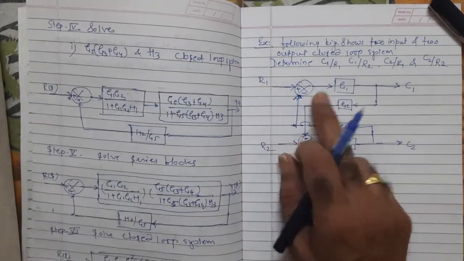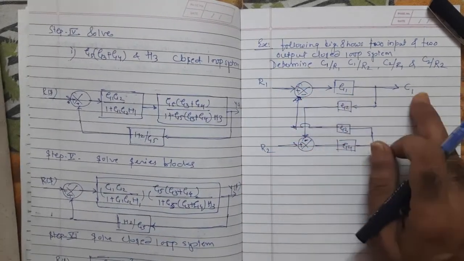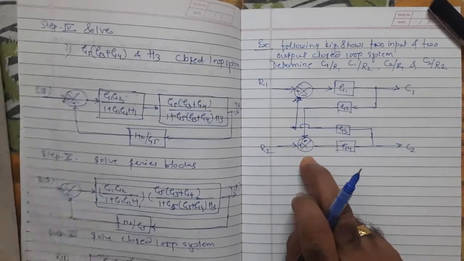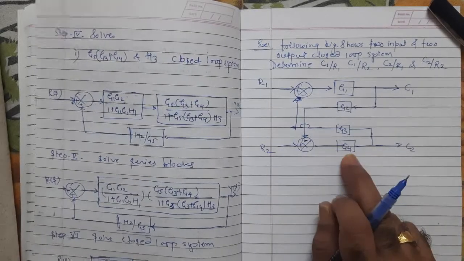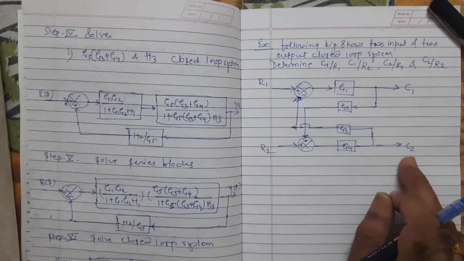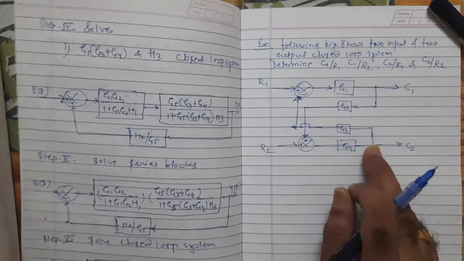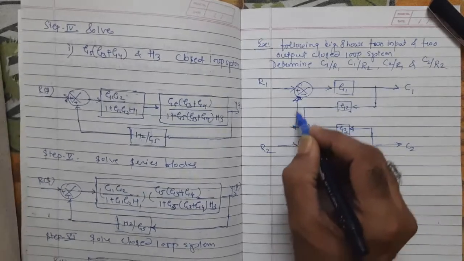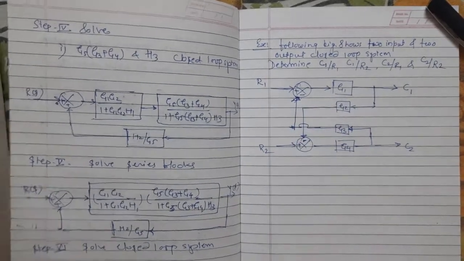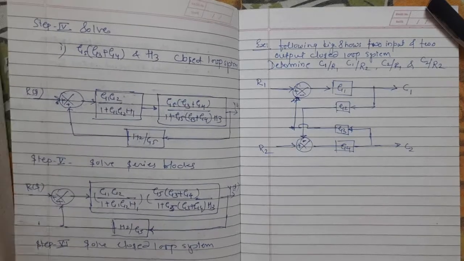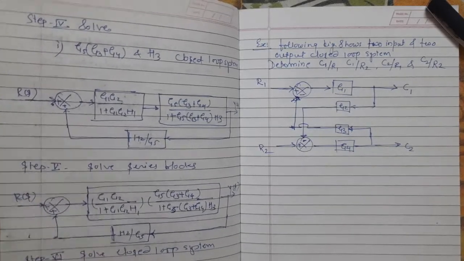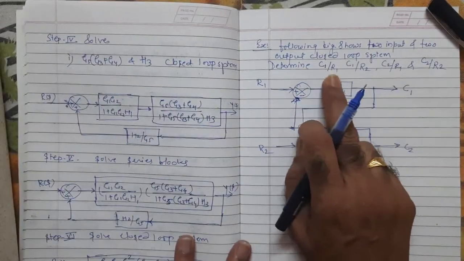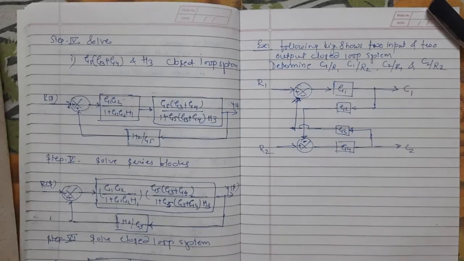So now this is R1, this is the summing point, here is positive, negative, G1 and then C1. From this takeoff point it is connected to the second summing point, here the input is R2, and to this one it is connected G4 and here the second output, that is C2, and from this takeoff point it is connected to the G3 and the output of the G3 is connected to the summing point. Now from these we have to determine the transfer functions C1 by R1, C1 by R2, C2 by R1 and C2 by R2.